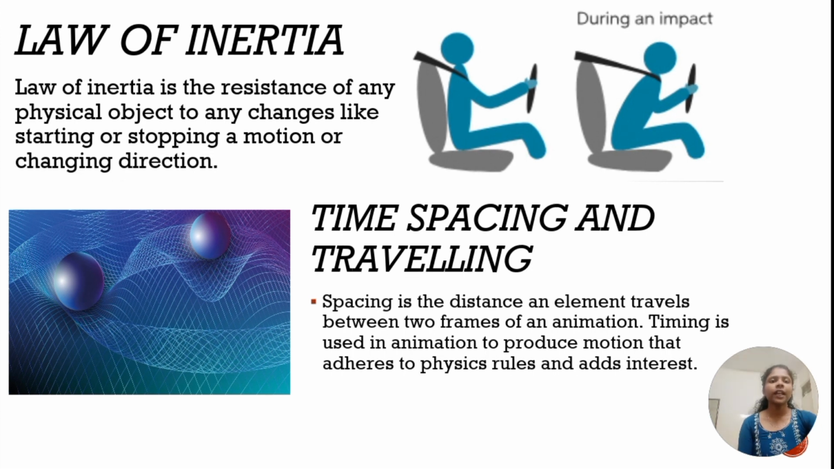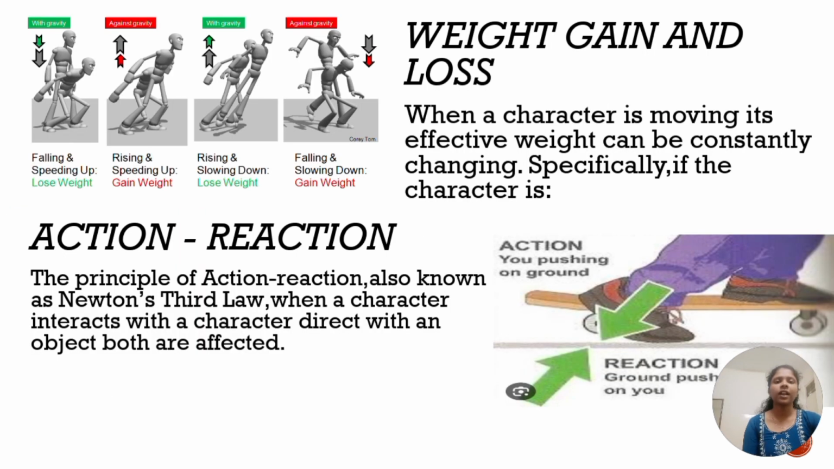Second one is time spacing and timing. Spacing is the distance an element travels between two frames of an animation. Timing is used in animation to produce motion that adheres to physics rules and adds interest. Fourth is action reaction. The principle of action reaction, also known as Newton's third law. When a character interacts with an object, both are affected.